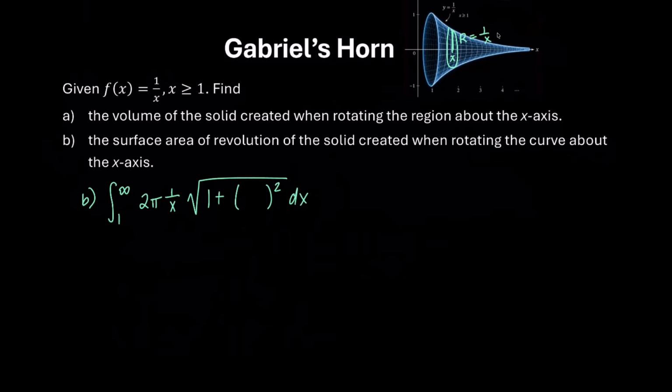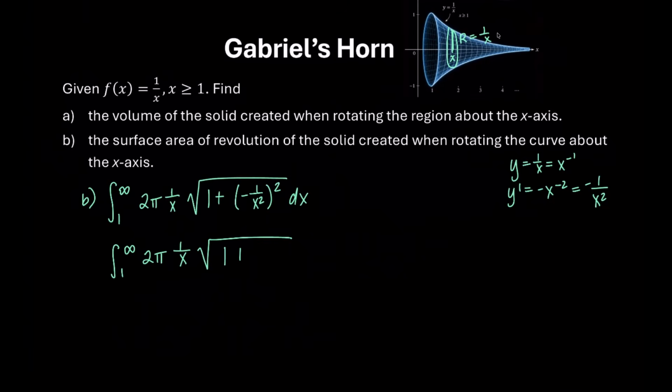So again, my function was y equals 1 over x, or x to the negative 1, so y prime is negative x to the negative 2, or negative 1 over x squared. So we'll put negative 1 over x squared in here. And so we have the integral from 1 to infinity of 2 pi, and then I have 1 over x on the outside, and then the square root of 1 plus 1 over x to the 4th dx.